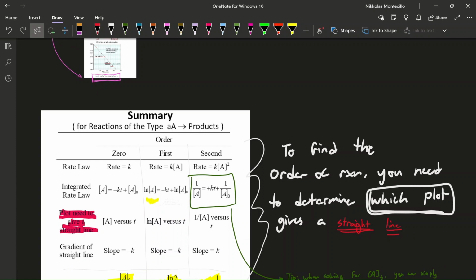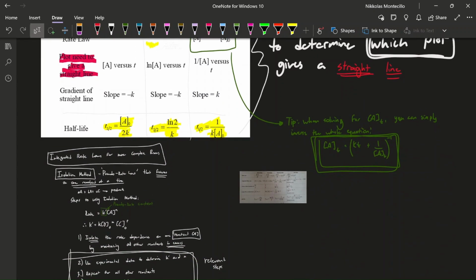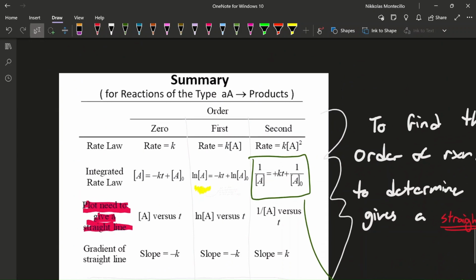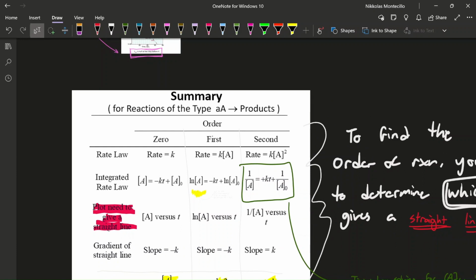And a particular tip for second order reactions: when you're solving for the concentration of A at any given time t, you can simply invert the whole equation. Okay. And then this is just all the other stuff that we went through today. So just make sure that you guys are familiar with this. I'm pretty sure on an exam you'll actually be given this information. So just make sure that you're well familiarized with it.